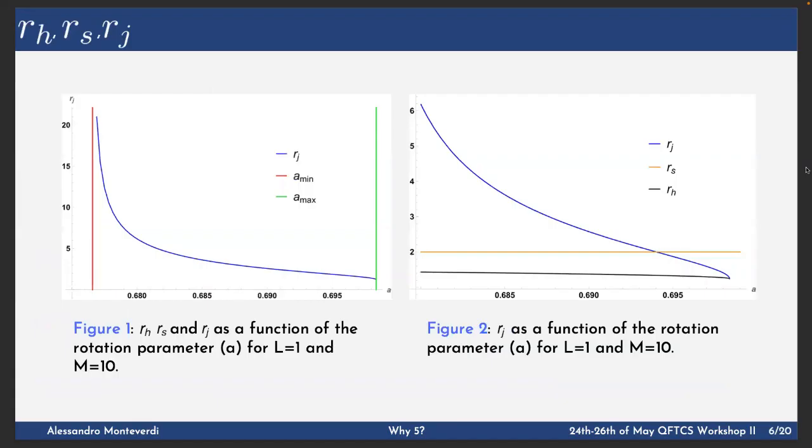Yes, so here I have 2 plots of the 3 surfaces. The event horizon RH, the stationary limit surface RS, and the light surface RJ. On the left-hand side, I have plotted RJ again, as a function of A, the rotational parameter of my black hole, so how fast my black hole is rotating. And we can see that it has 2 vertical asymptotes, one at A max and one at A min. And we are going to try to work here.